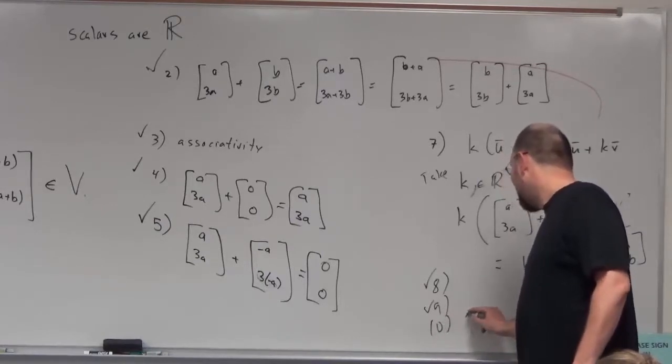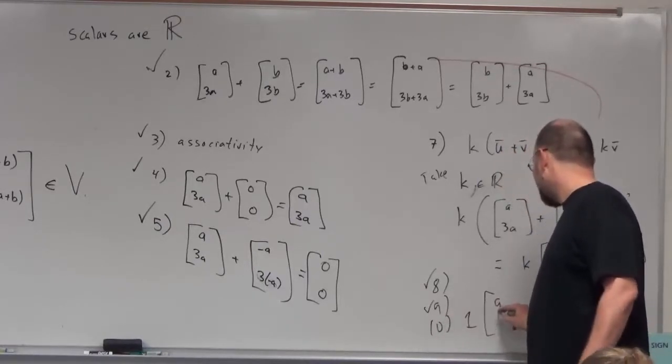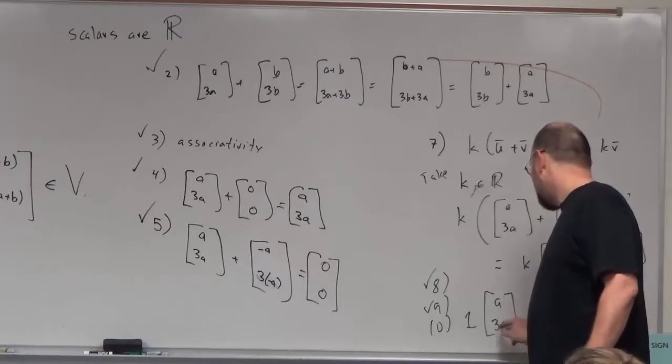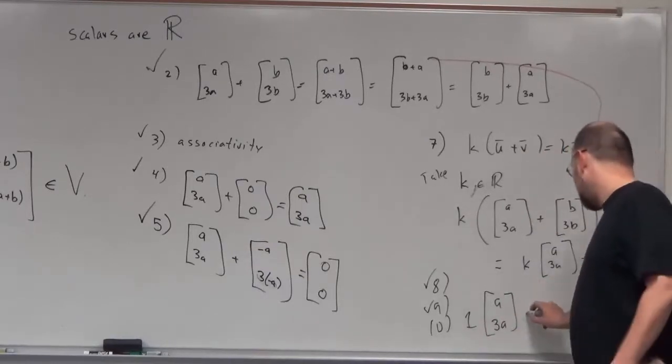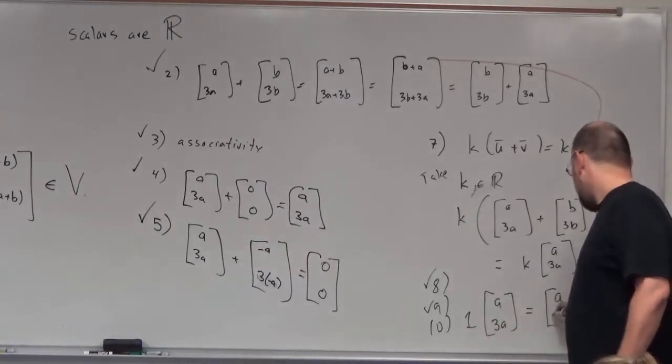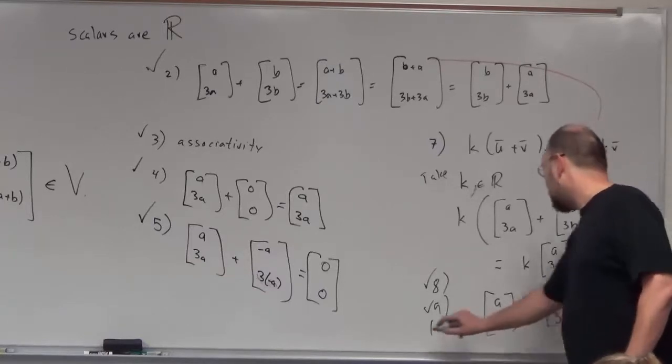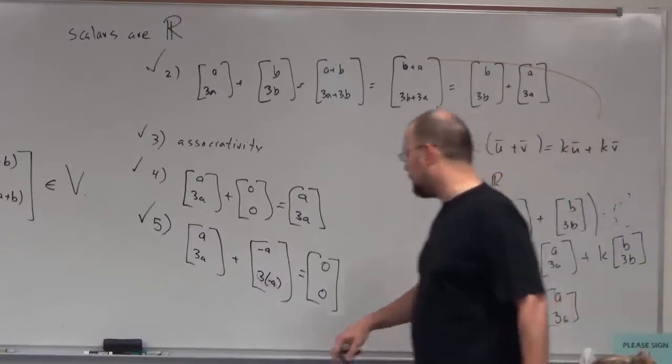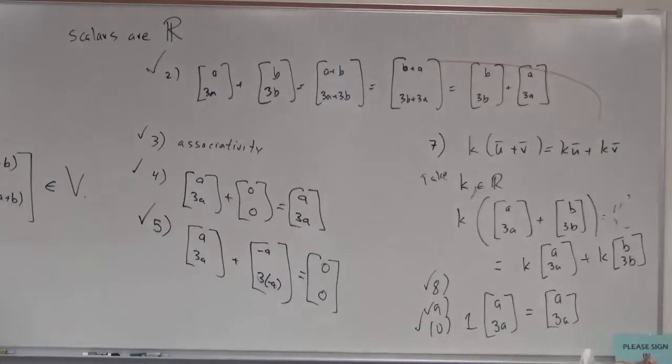Number 10, 1 times a vector is that vector, right? The real number 1 scaling a vector should give you that vector. So all of these hold. So that's a really simple example of a vector space.